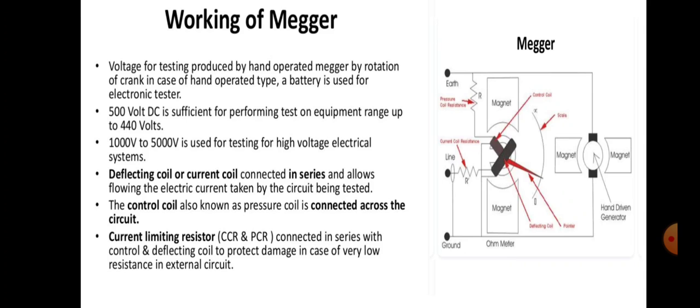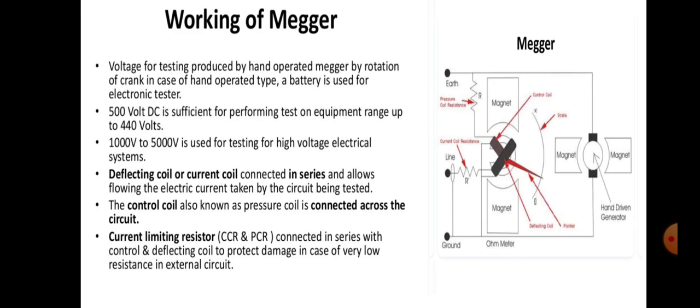Okay, so this diagram is very easy, in which there are three main parts. The input lines are there, earth, line and ground, where two resistances are used for the protection of the device. Then the central part consists of two permanent magnets, between which there are a control coil and a deflecting coil, and the third and rightmost part is the magnet.